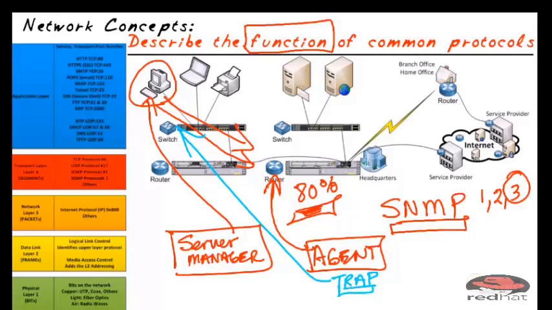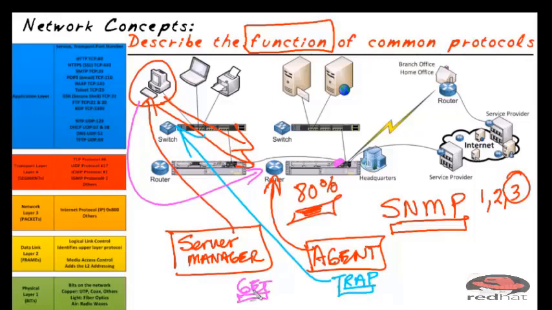The other side of the house is if at the PC that's running the server or the SNMP manager, we can send out requests for information. We can actually on demand say, hey, please tell me what your utilization is on this interface right here. And that's called a get.